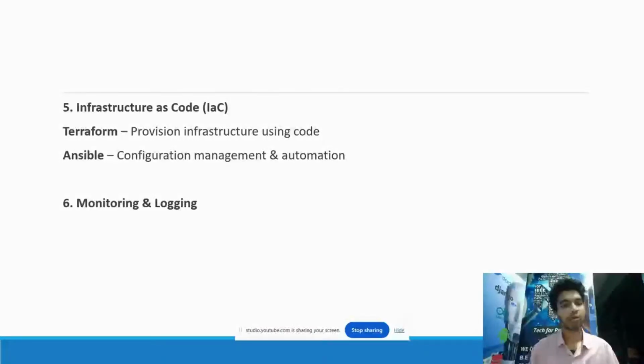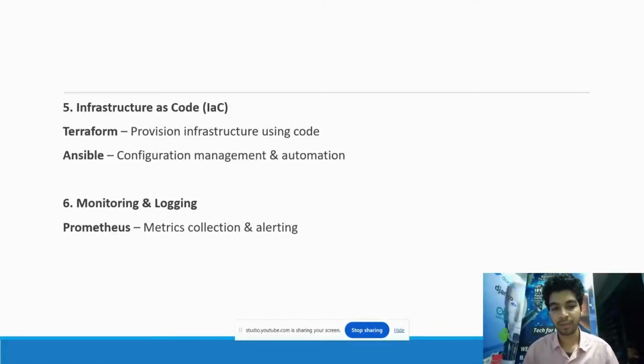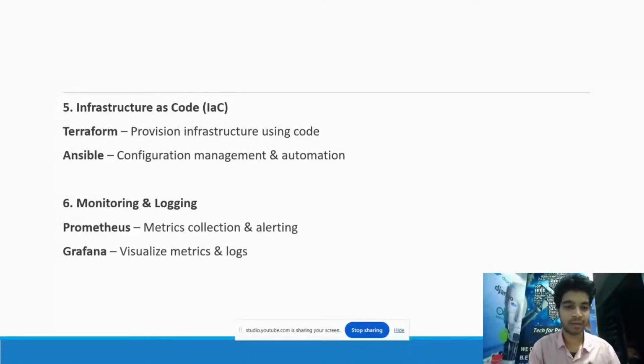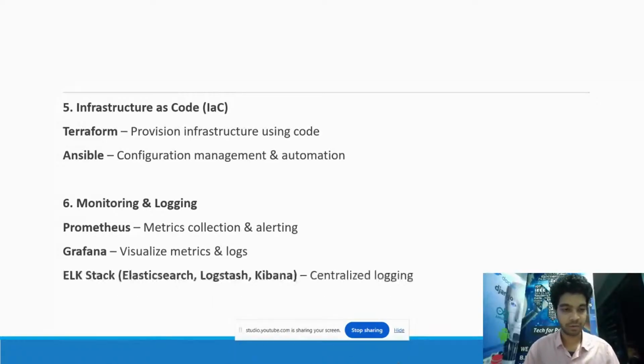When it comes to logging and monitoring, we have some famous tools called Prometheus. Prometheus is basically used for metrics collection and alerting, okay. We have something called Grafana also. Grafana is used to visualize these metrics and logs, okay. Then when it comes to AWS, we can make use of ELK, Elasticsearch, and Kibana is also there, okay. So in the monitoring part, we will be studying Prometheus, Grafana, and the ELK stack, okay.